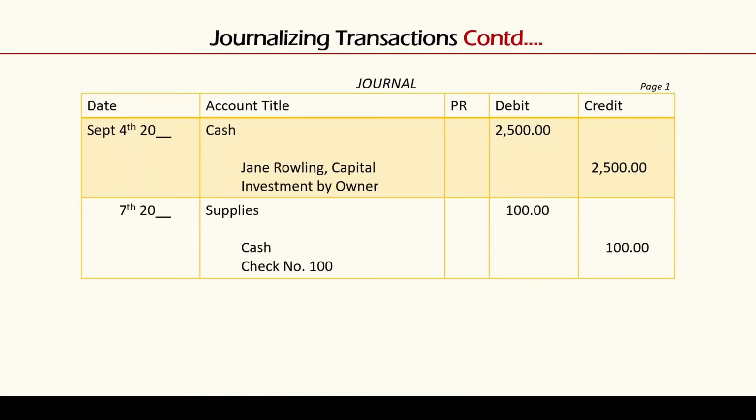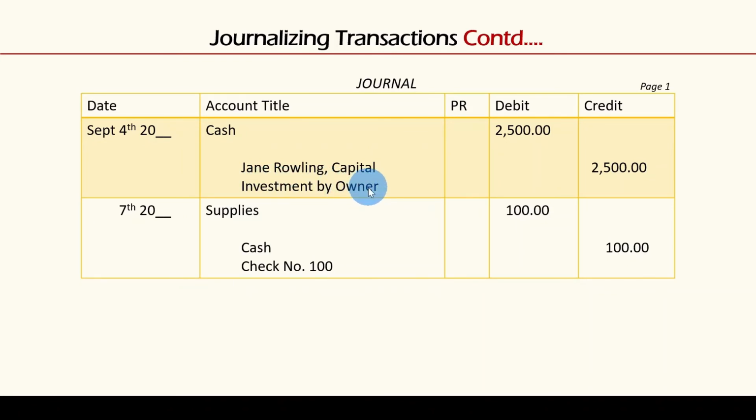All right, let's see an example over here. So we have this general journal. On the top right, we have page 1. So let's say that's the page number 1 of the journal. And we have the transaction on September 4th of the year, debit to cash, and $2,500 is the amount, and credit as an example over here is Jane Rowling capital account, which is $2,500. That is an investment by the owner.